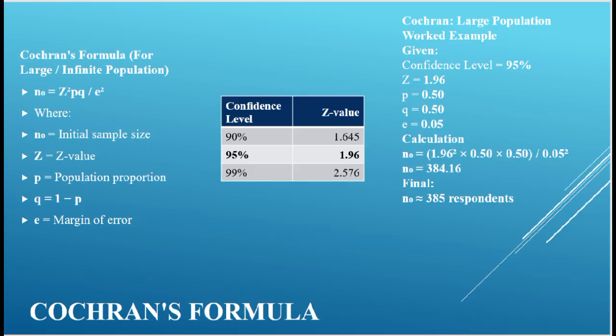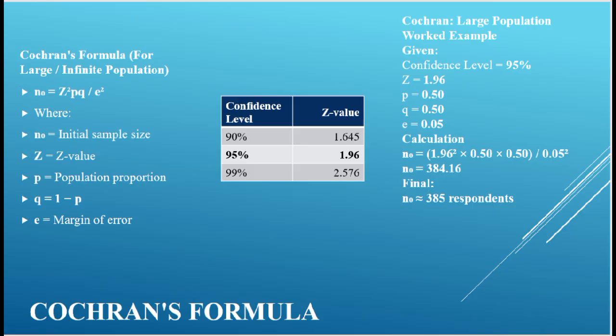Let's calculate the Cochran formula using a standard example. Suppose we want 95% confidence level and 5% margin of error. Therefore, z is 1.96 as shown in the table. Because the population proportion is unknown, we take p as 0.50 and q as 0.50. Now substitute all values into the formula. We get 1.96 squared multiplied by 0.50 multiplied by 0.50 divided by 0.05 squared.